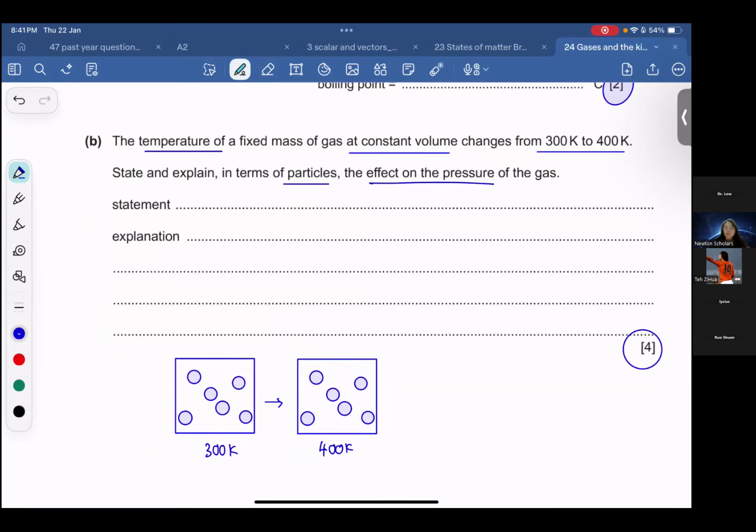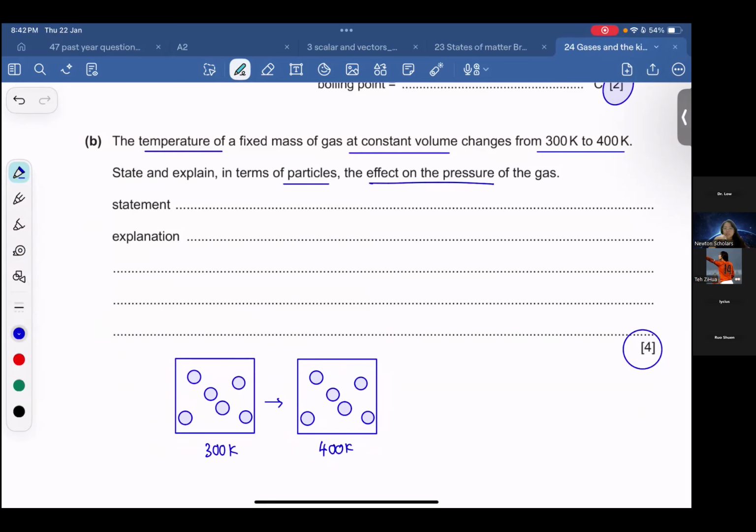Okay, let me check Angeline's answer. Pressure will increase. The particles gain kinetic energy, causing them to move faster. They collide with the wall more often. Okay, you score 3 marks. You need one more point to score 4 marks. So you got 3 points already, Angeline.